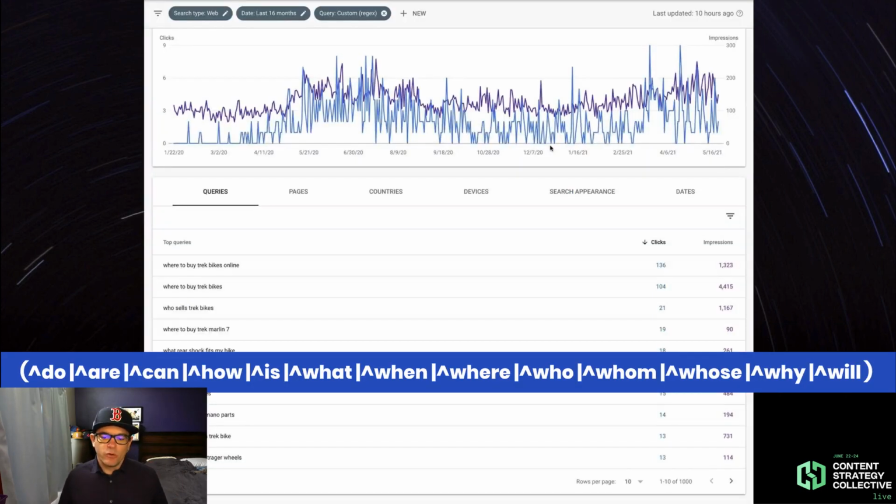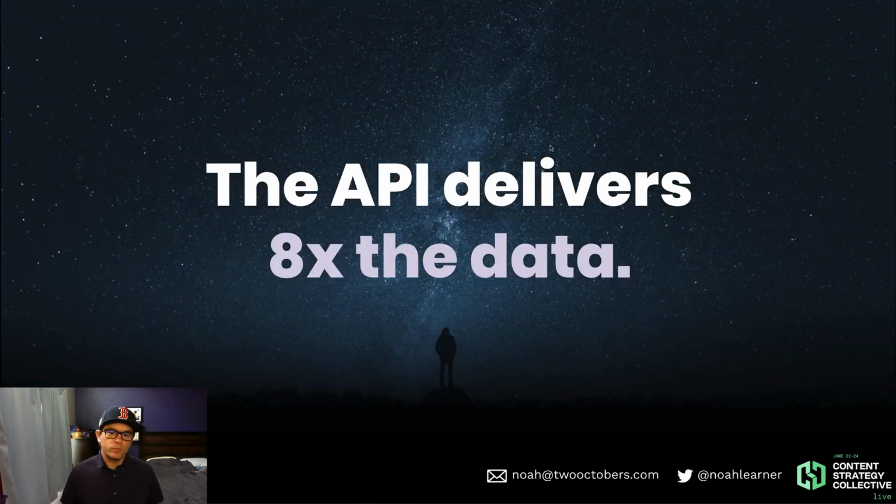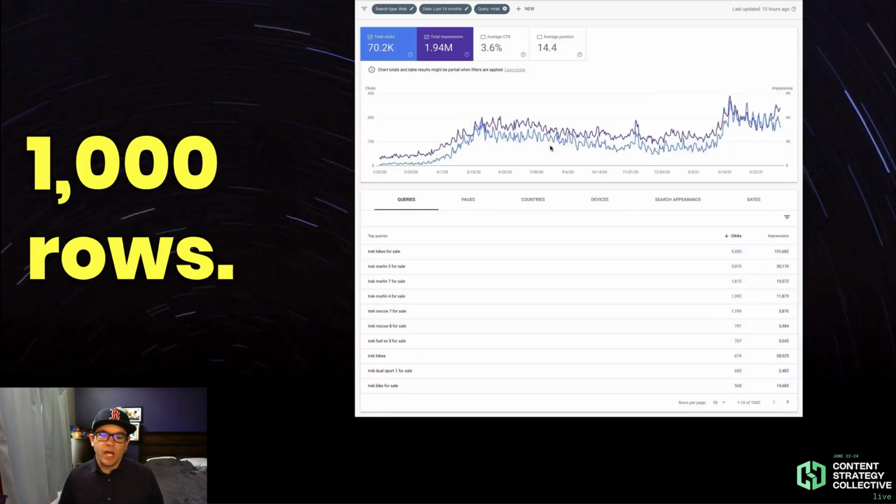Here's another really great pattern. This is what we use at 2 Octobers in order to track all of the different searches that start with question words that we found are really key. You'll notice again, we're returning 1,000 rows of data. What's really cool is that if we get data from the API for that particular query, we can get 8 times as much data. I love that. It's just the power of the API, right?